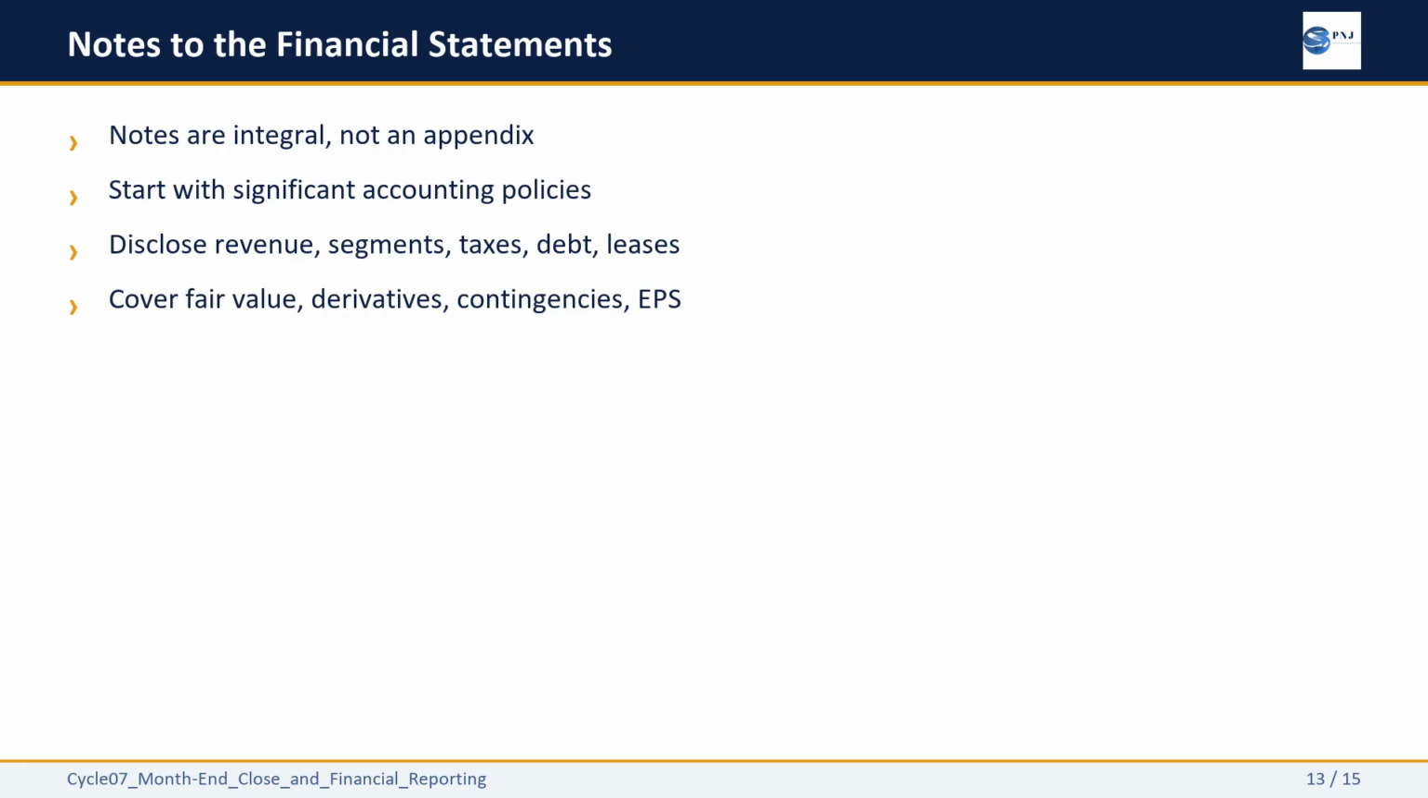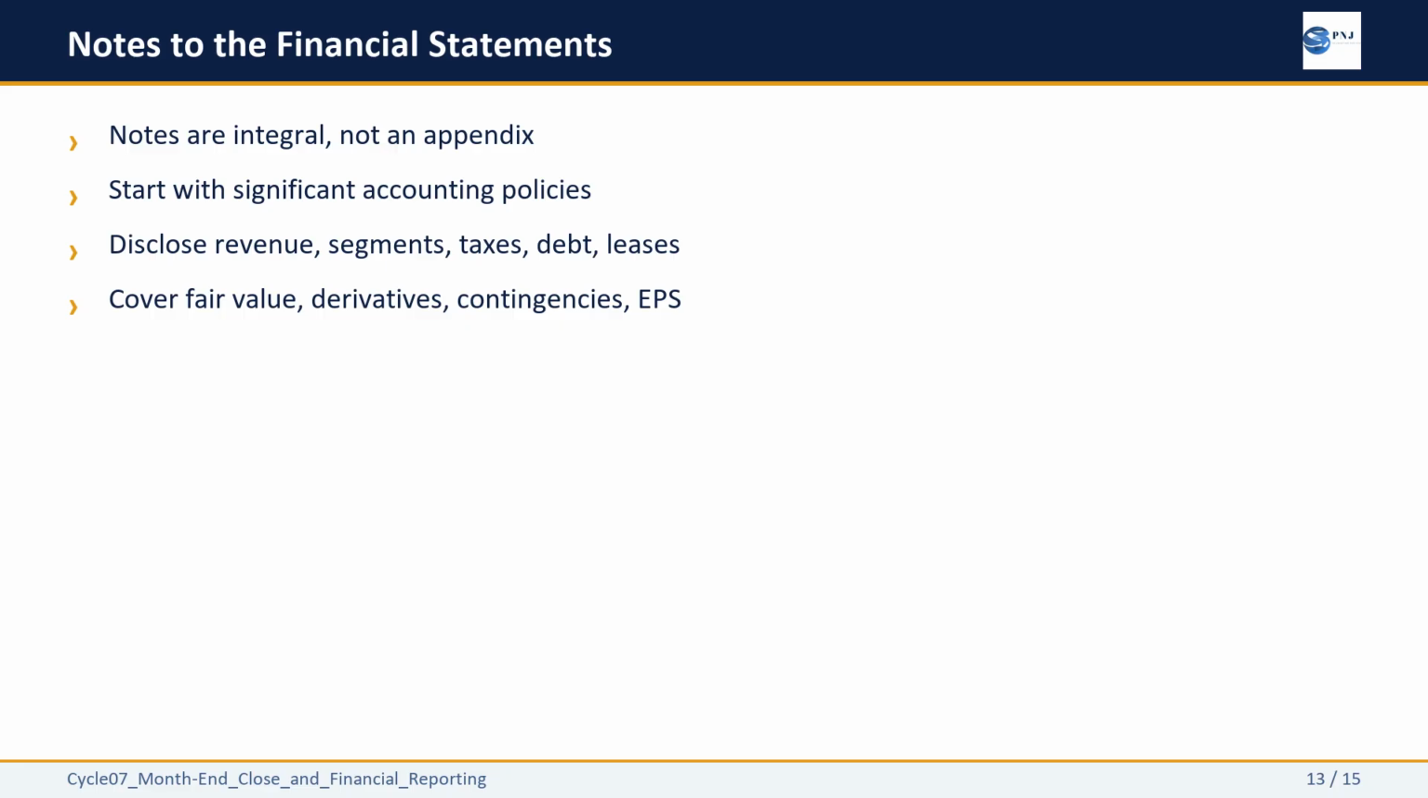Why do the notes matter so much? Because the notes are an integral part of the financial statements, not an appendix, and they supply the context that makes the numbers understandable. You begin with a summary of significant accounting policies covering consolidation, revenue recognition under ASC 606, depreciation, leases, taxes, and key estimates.